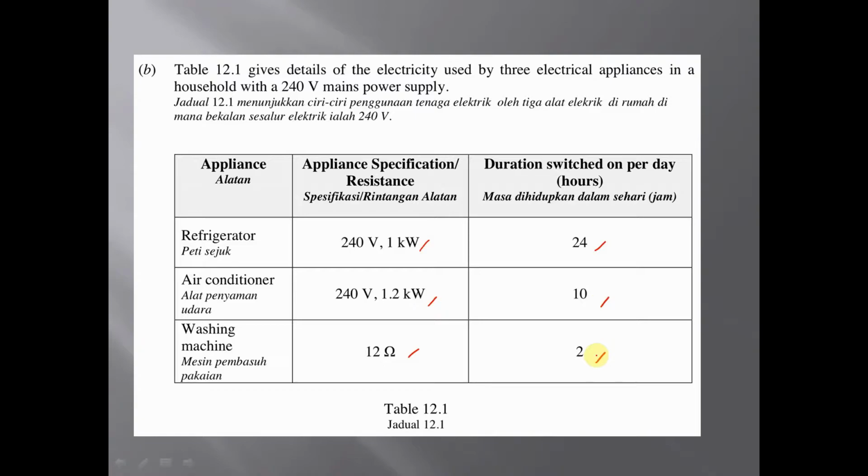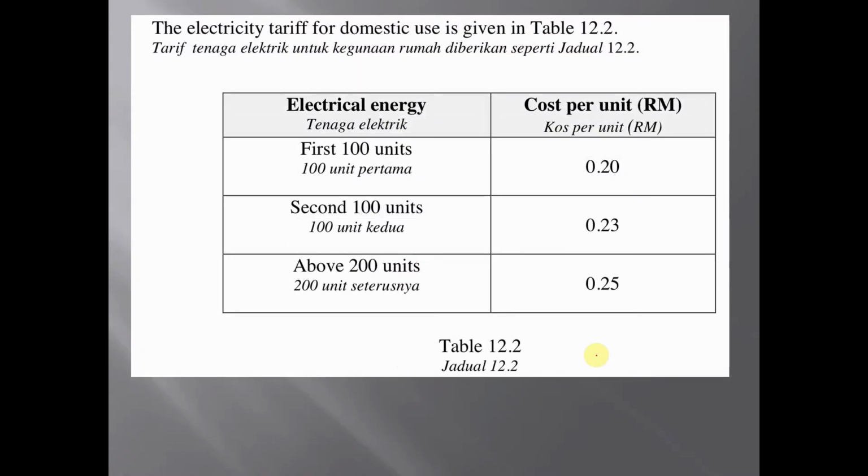Okay, then the next thing they give us is called the electric tariff. That means the charges. As I mentioned, normally they charge per unit. And according to here, for the first 100 units, you have to pay 20 cents per unit. For the second 100 units, you have to pay 23 cents. More than that, you have to pay 25 cents. What all these things mean, I will explain to you one by one later on.